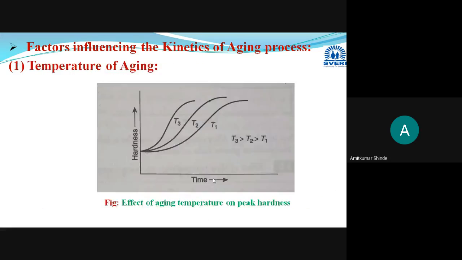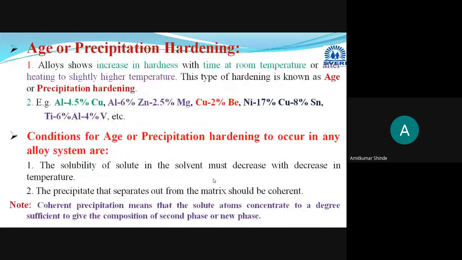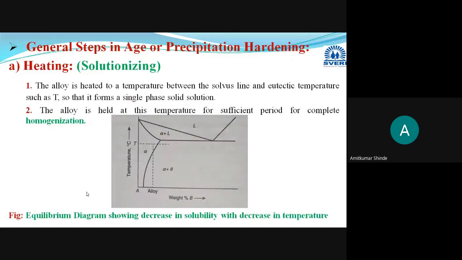Now I will summarize in a short way. We started with the concept of age hardening. What is the meaning of age hardening or precipitation hardening? Then after that, a few examples we have discussed. Then the conditions to be satisfied for the occurrence of the age hardening process in a particular alloy system. Two conditions are there. And after that, we discussed the general steps in the age hardening process. Three steps are there: heating, quenching, and aging. Heating is also termed solutionizing or homogenization, and then quenching and aging.